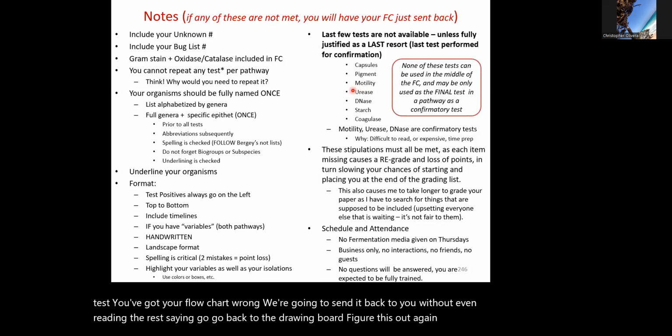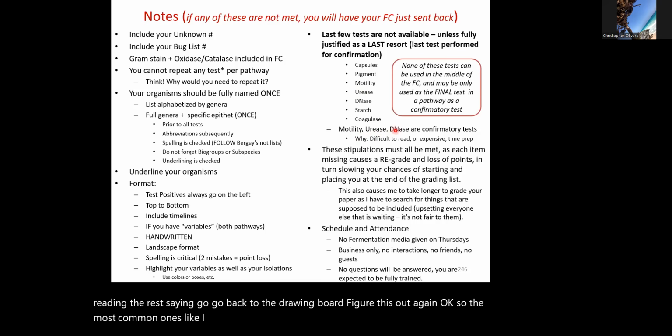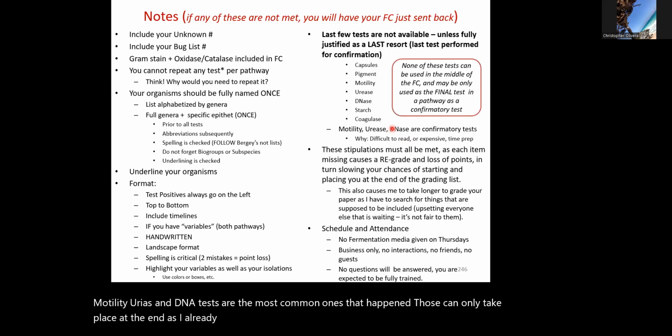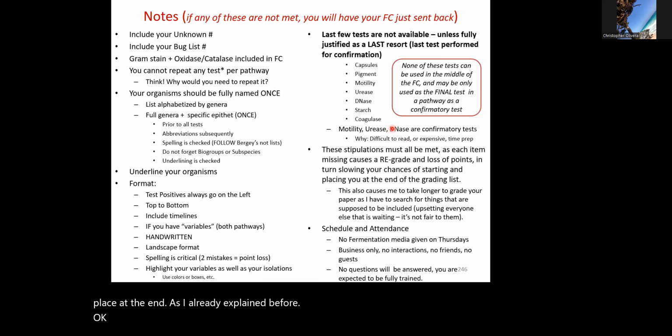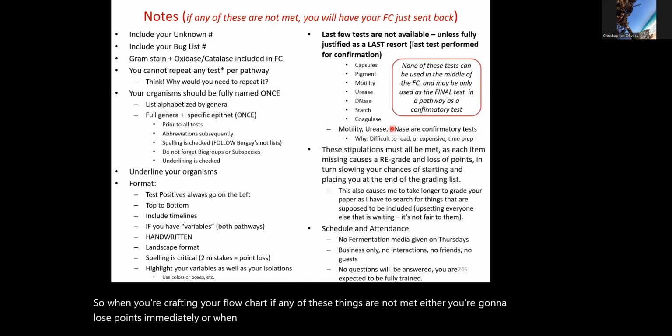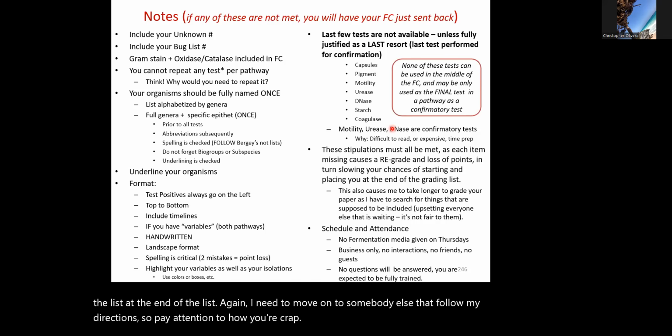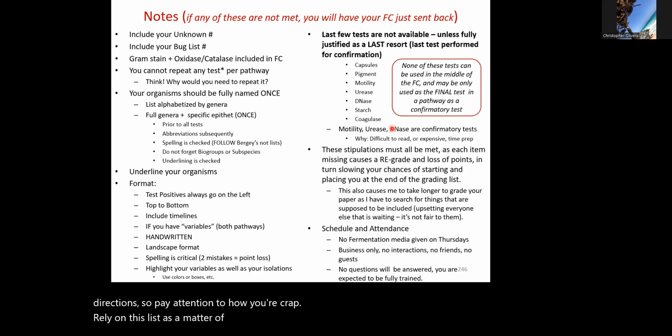So the most common ones, like I said, motility, urease, and DNase tests, are the most common ones that happen. Those can only take place at the end, as I already explained before, okay? So when you're crafting your flow chart, if any of these things are not met, either you're going to lose points immediately, or we're going to send this back to you, and again, you go to the end of the list. Again, I need to move on to somebody else that follows my directions. So pay attention to how you're crafting these. Rely on this list. As a matter of fact, I have a second list for you that I'll show you a little bit later. Okay.